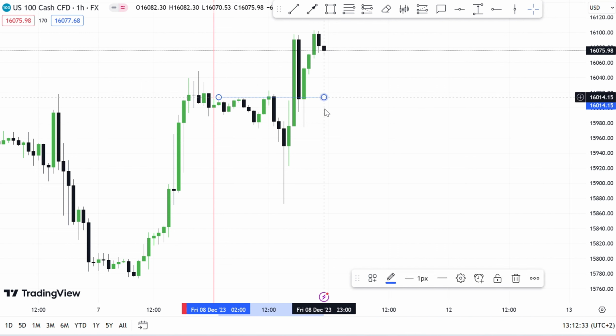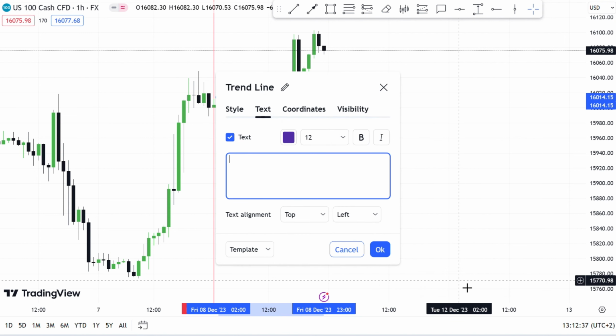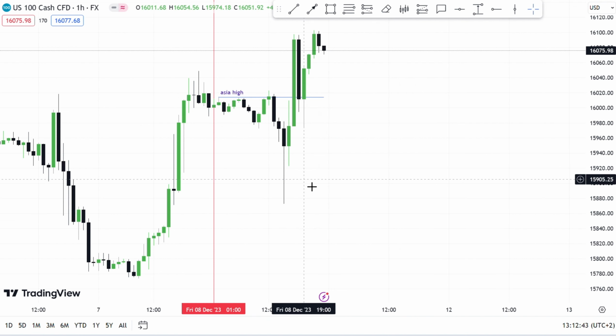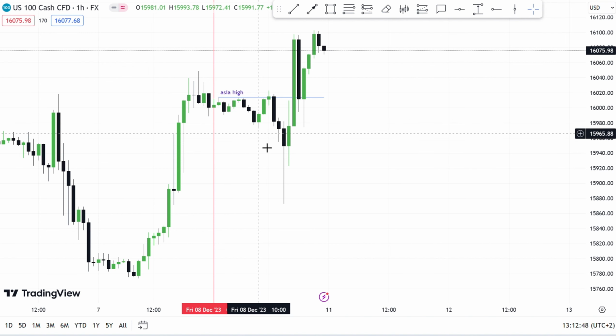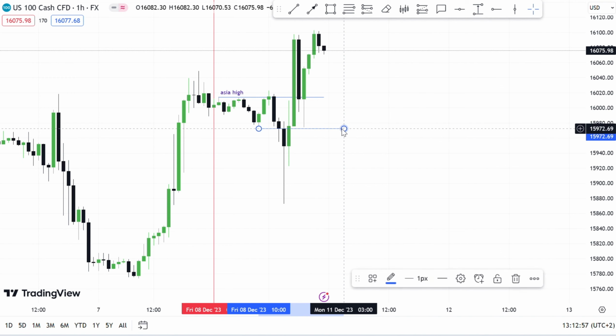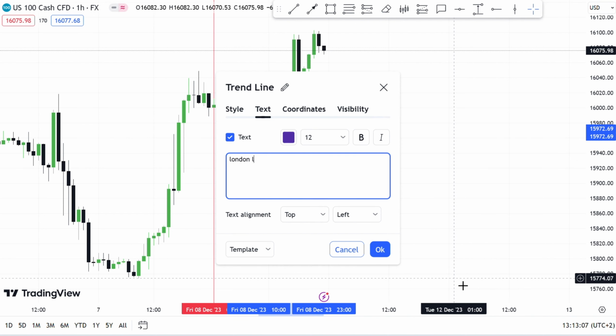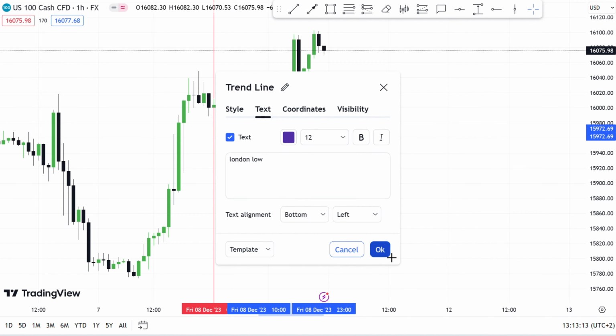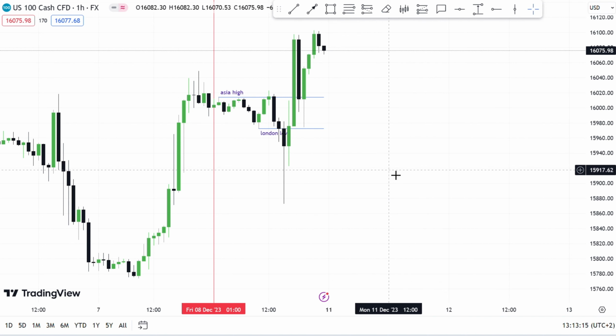This is our Asian high. Then London, what did London do? London set a low. So this is our London low. And what do we have here?